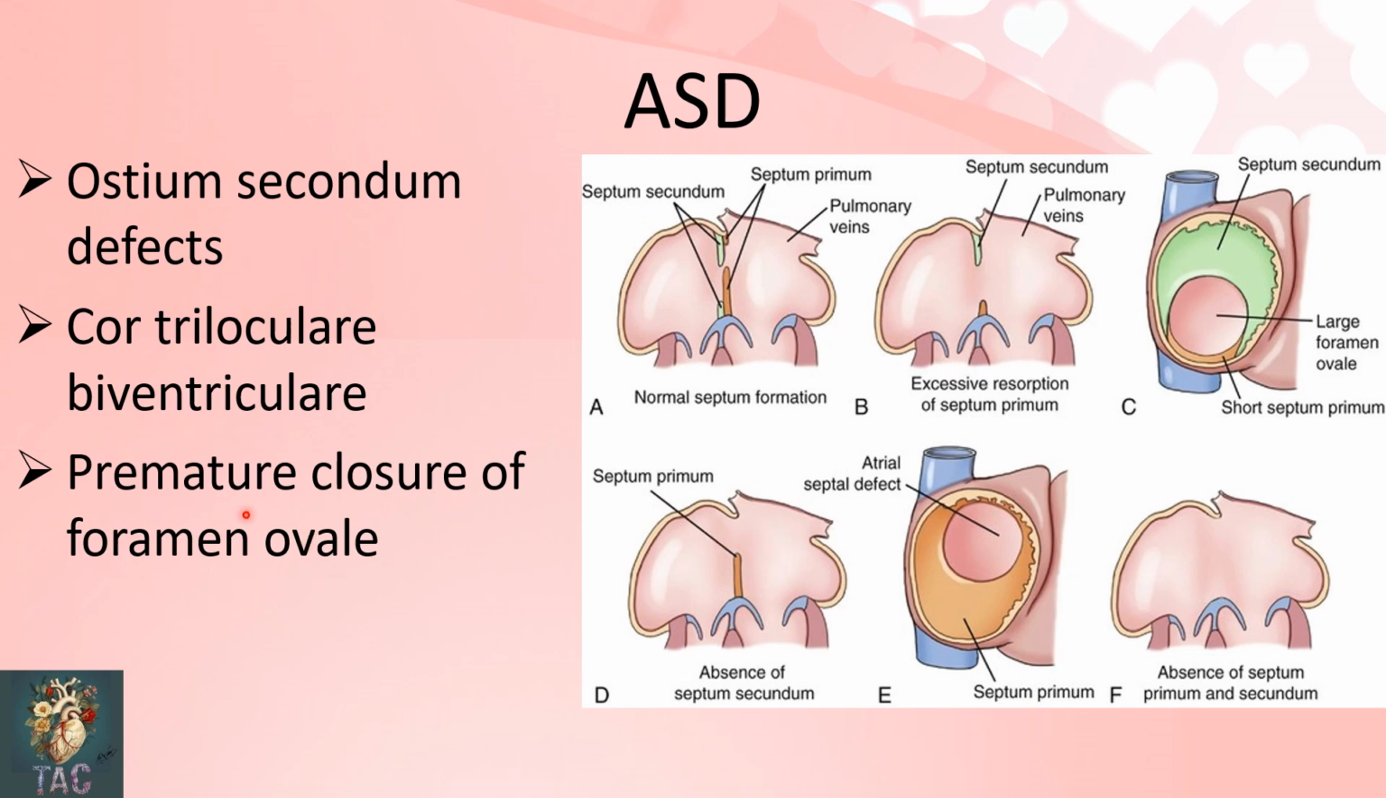Another condition is the premature closure of the foramen ovale. So this is normal, in which the foramen ovale is present, and this is the shunt through which the blood enters from the right side of the heart to the left side of the heart and then to the parts of the body. So if there is a premature closure, it will affect the baby, and it is a fatal condition and it will lead to fetal death soon after delivery.